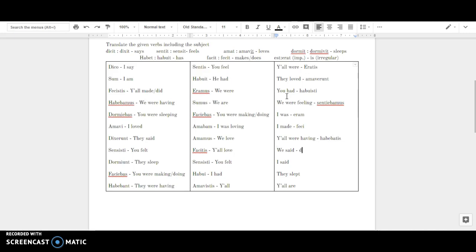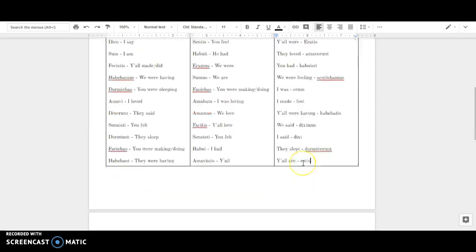We said, we'll take that second principal part of dixit and replace it. We'll take the IT off and replace it with emus for we. I said, we'll take the IT off of dixit and replace it with the first person singular for I, letter I. Word for they slept. We'll take the second form of dormit, dormivit. Take the V, take off the IT and replace it with the they ending, which will be erunt. And then lastly, we have y'all are, which is estis.